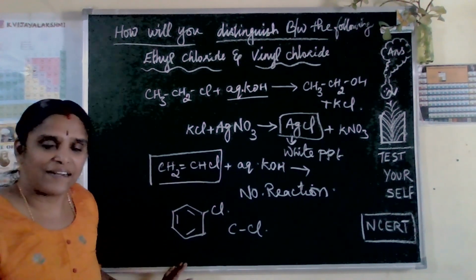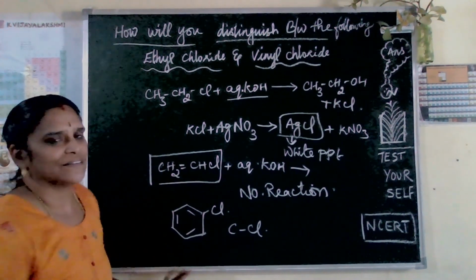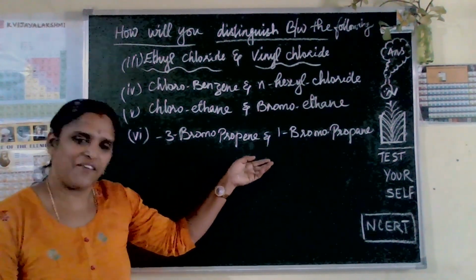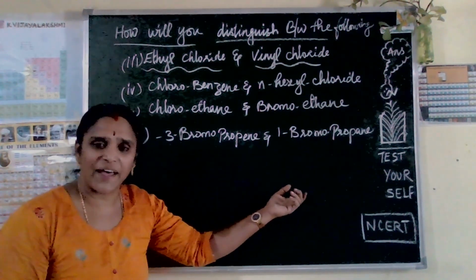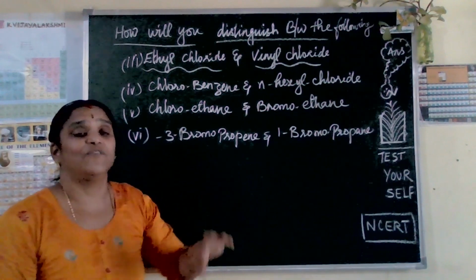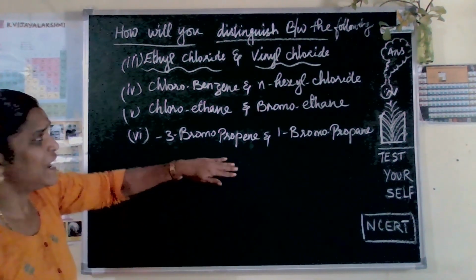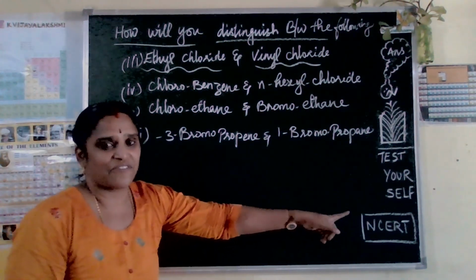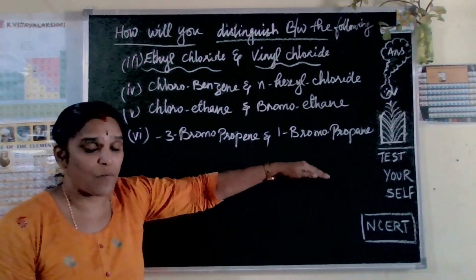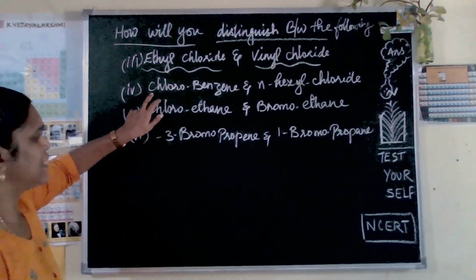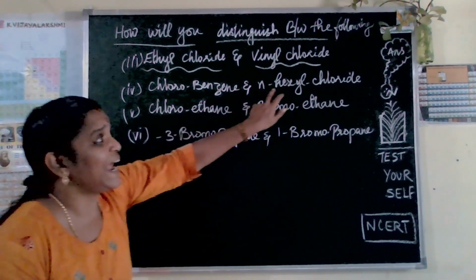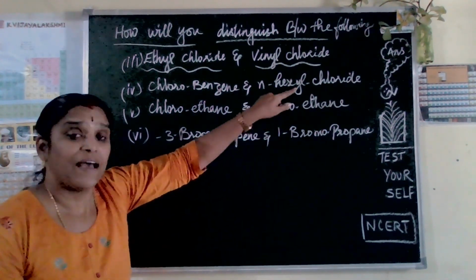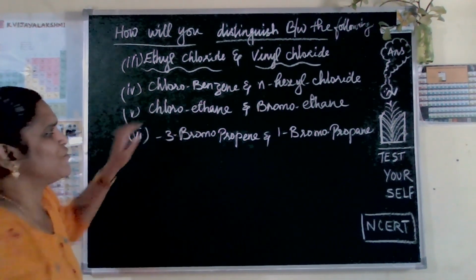Some more questions I would like to put here. The same concept: which will undergo hydrolysis with aqueous KOH and which will not. I hope you got the concept very well. Now you can do it on your own. Test yourself and give the answer in the comment box. Chlorobenzene and n-hexyl chloride: which will undergo hydrolysis with aqueous KOH? Of course, chlorobenzene does not.